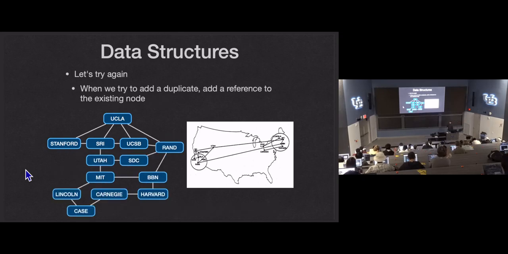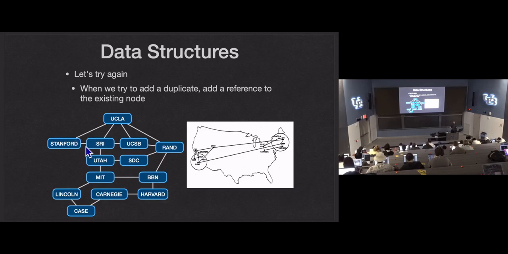Let's try this again. The big reason it doesn't really work with a tree is that we're not allowing cycles in a tree. A tree can't have something called a cycle. So let's try again, except whenever we're about to add a duplicate node, we just don't, but we still add a connection to the existing node.